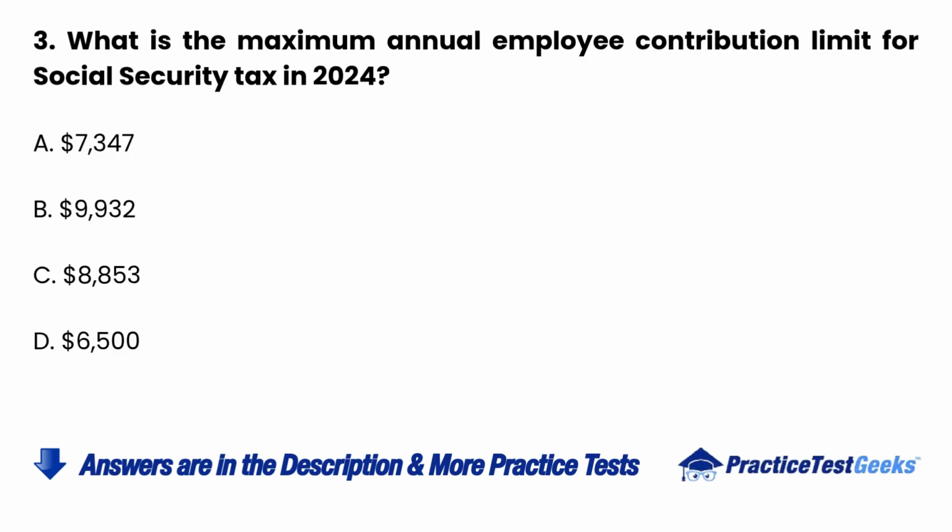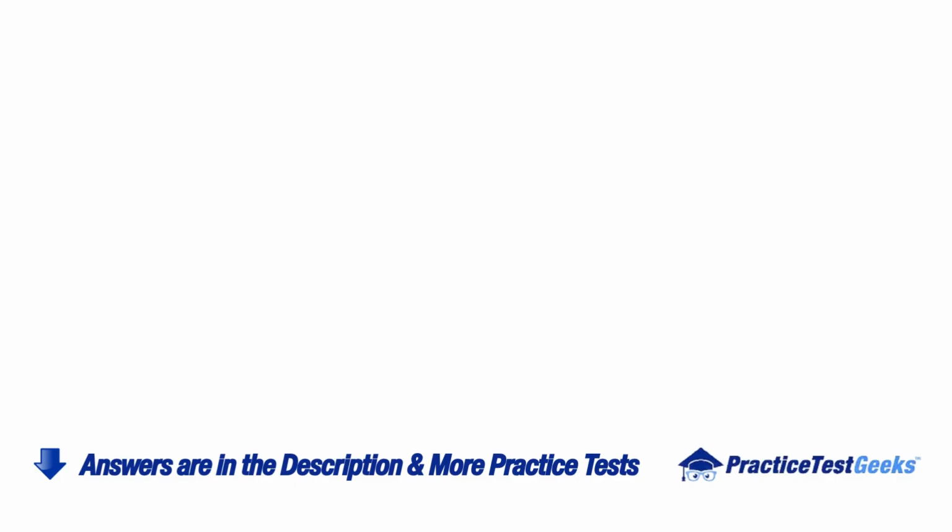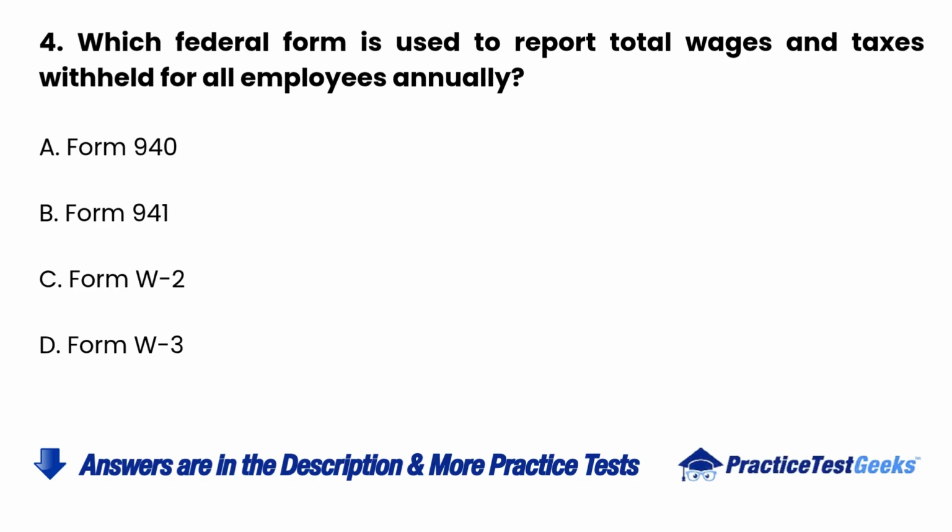3. What is the maximum annual employee contribution limit for Social Security tax in 2024? A. $7,347. B. $9,932. C. $8,853. D. $6,500.